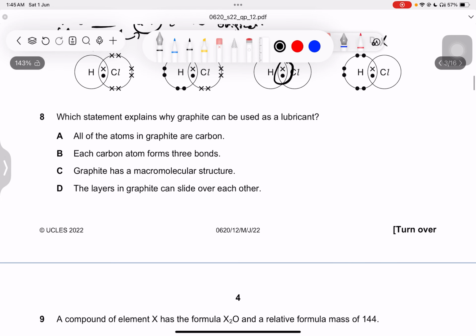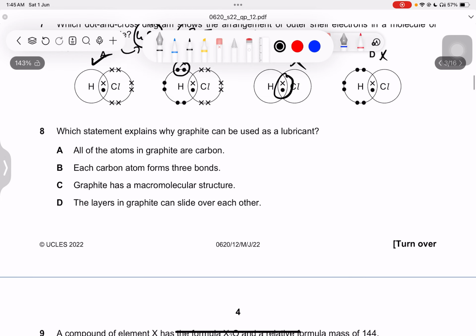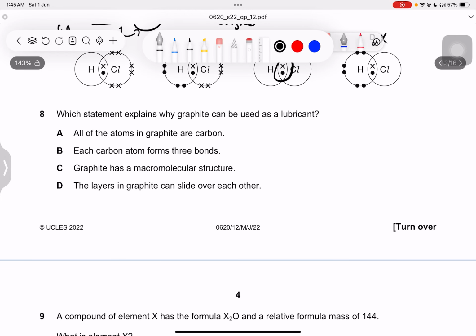So, which statement explains why graphite can be used as a lubricant? All the atoms in graphite are carbon. It is not a reason. This is true, but it is not the reason. Each carbon atom forms 3 bonds. No, carbon forms 1, 2, 3, 4 bonds. Graphite has a macromolecular structure, not a reason again for the lubricant.